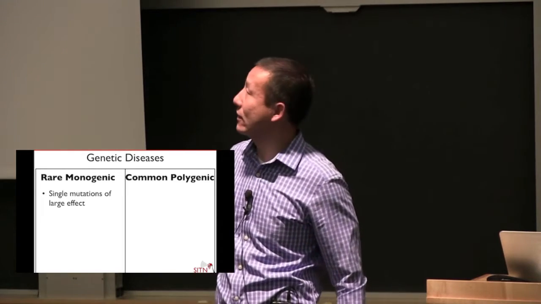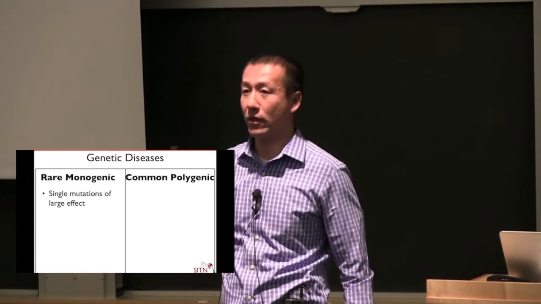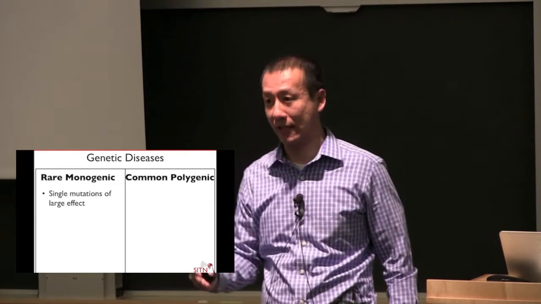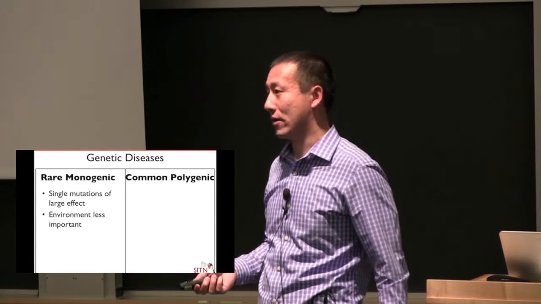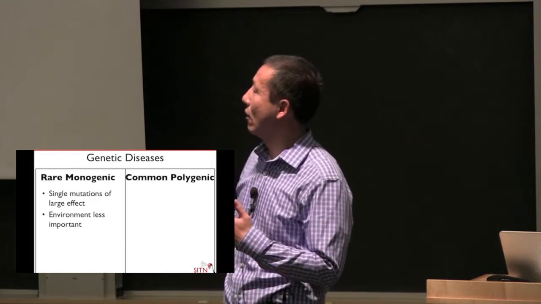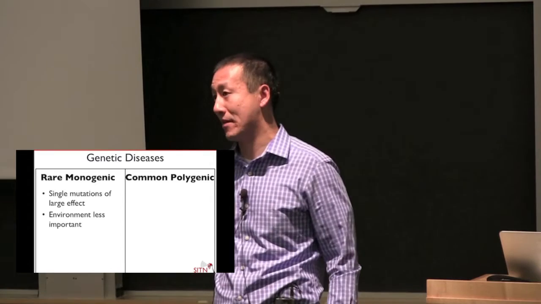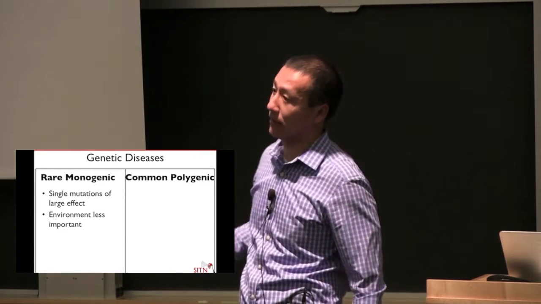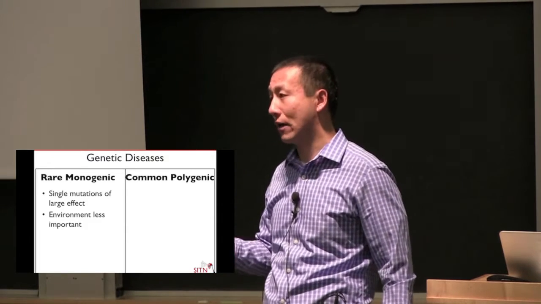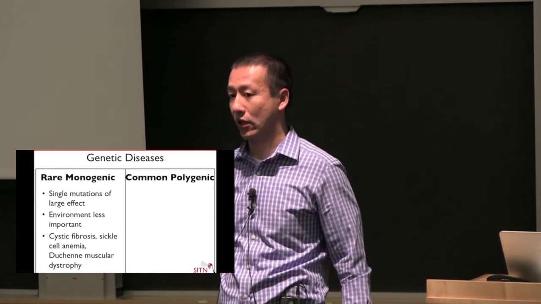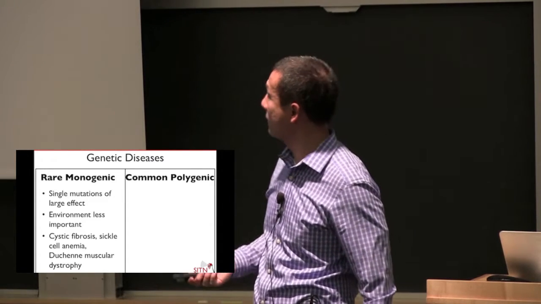In the rare monogenic, the name suggests that monogenic means single gene. So it's usually a single mutation of really large effect. If you have the mutation, you're going to have disease. If you don't have the mutation, you won't have the disease. And here the environment's less important. So no matter what diet you eat or how much you exercise, if you have the mutation for sickle cell anemia, you're going to get sickle cell anemia. Your environment's much less important. Examples will be, as I mentioned, cystic fibrosis, sickle cell anemia, Duchenne's muscular dystrophy. These are all really rare, debilitating diseases with really early onset morbidity for most people with the disease.